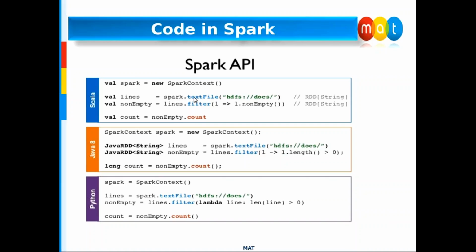This line is to pull data from Hadoop. That's a simple line. This line is to filter some data. That's it. Filter is a method, textFile is a method. Like this you will be using methods, predefined methods. We are going to learn what methods to be used there, what functions to be used there.